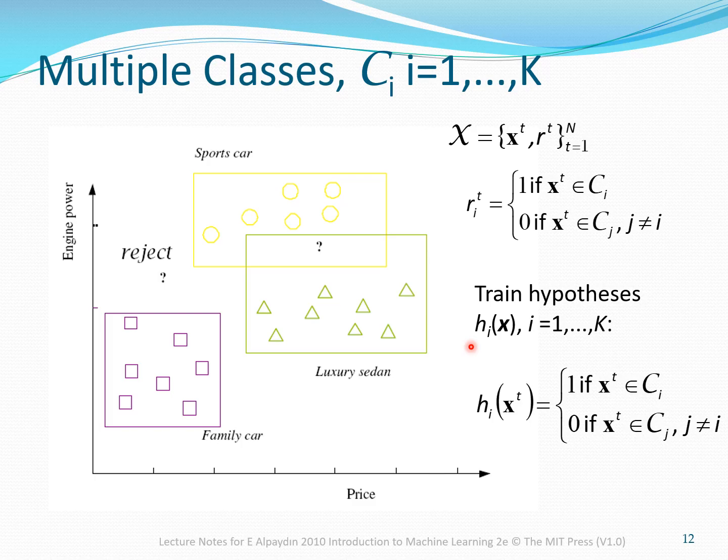Thus, in the K-class problem, we have K hypotheses to learn such that Hi of x^t equals 1 if x^t belongs to Ci, and Hi of x^t equals 0 if x^t belongs to Cj, where j does not equal i. Here Hi(x) is where i belongs to 1 to K.